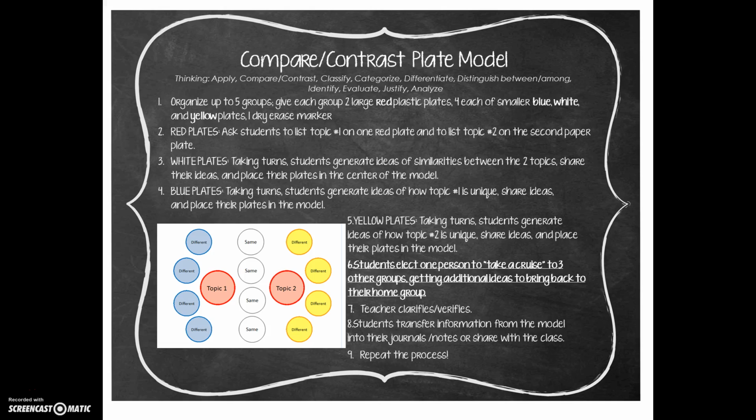Take the white plates and brainstorm 4 ways that the topics are similar. Place these plates in between topics 1 and 2. Brainstorm, as a group, 4 ways that topic 1 is different from topic 2. Add these to the left of topic 1. Taking the yellow plates, come up with 4 ways that topic 2 differs from topic 1. Add these to the right of topic 2. You can find the differences between the topics individually or by comparing topic 1 to topic 2.